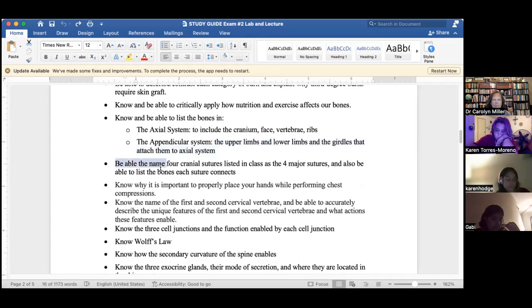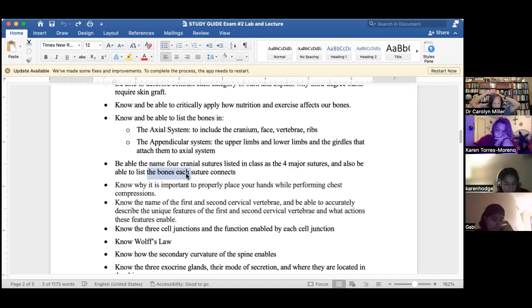Know and be able to name the 4 cranial sutures and the bones they connect. So we learned only 4 of many. We talked about the coronal suture. And by the way, all 4 sutures connect with the parietal and some other bone. So you have the coronal suture connecting the frontal and parietal bones.